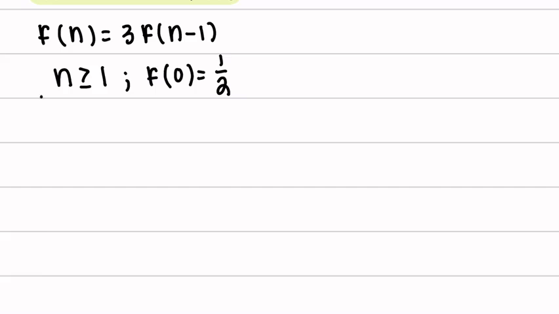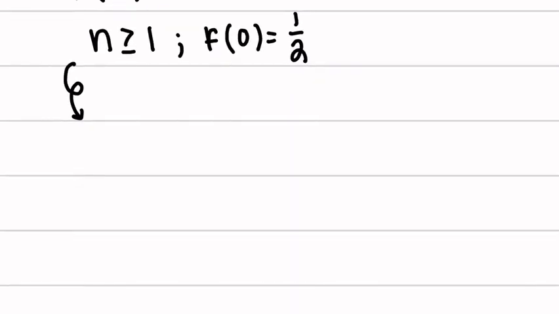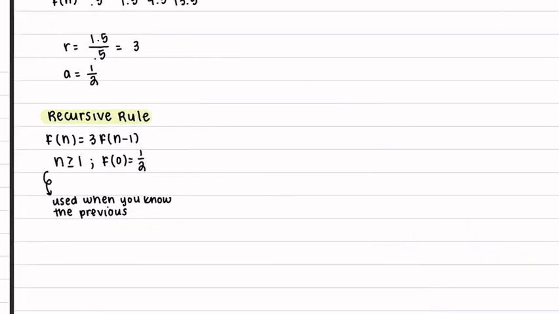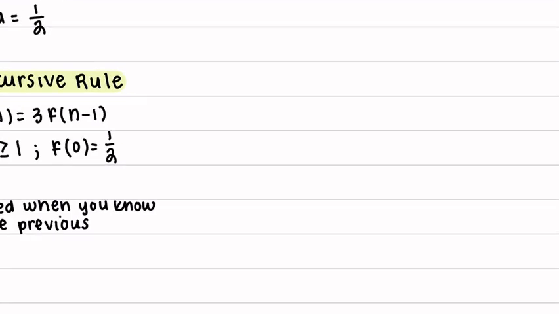Okay, now let's make a note about the recursive rule. Think about when the recursive rule can be used. It can only be used when you know the previous term. That's an important note to make here. You can only use the recursive if you know the previous term. Okay, next we'll do the explicit rule.